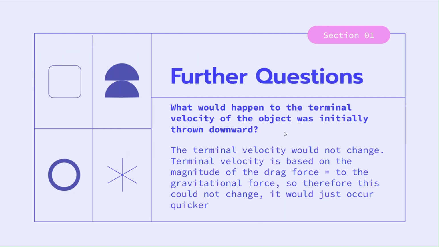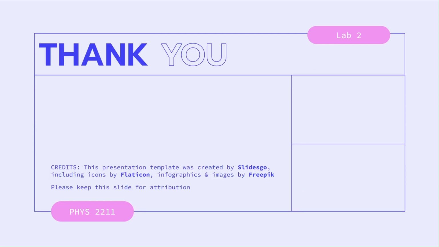What would happen to the terminal velocity of an object that was initially thrown downward? The terminal velocity would not change due to the fact that terminal velocity is based on the magnitude of drag force being equal to the gravitational force. So, therefore, this would not change, and therefore the terminal velocity would only occur quicker.